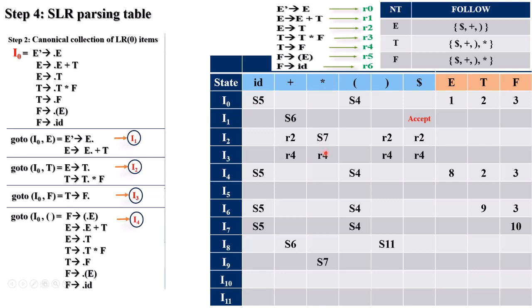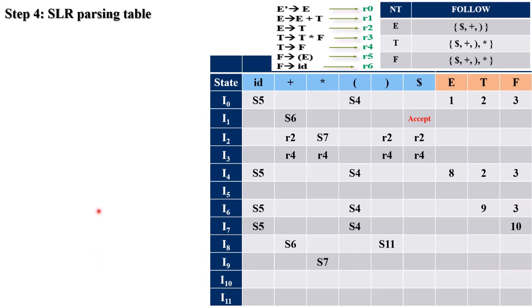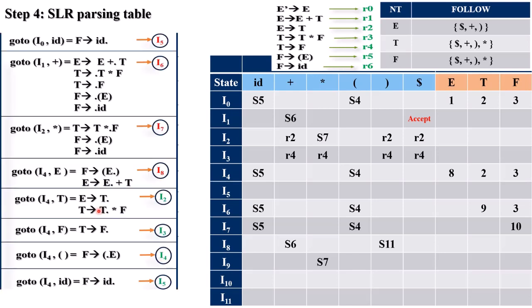Okay. Next, there is a dot on the last on the right hand side. So what is our next? Productions are here. So here is a dot on the right hand side at the last. Okay. So we have to put reduction in I5. Now we have to put reduction number in I5.